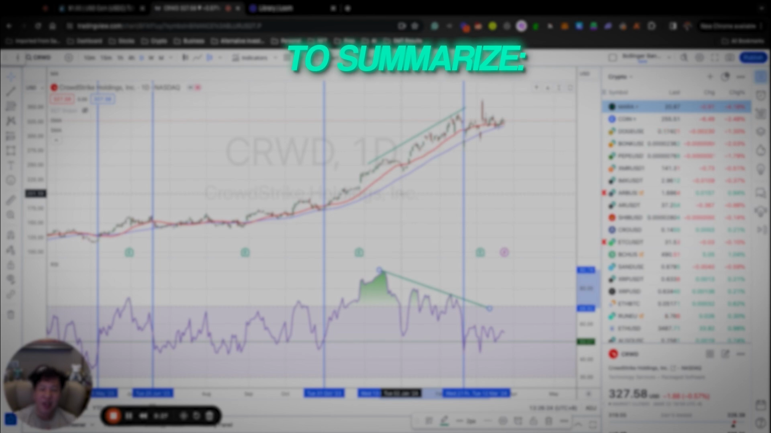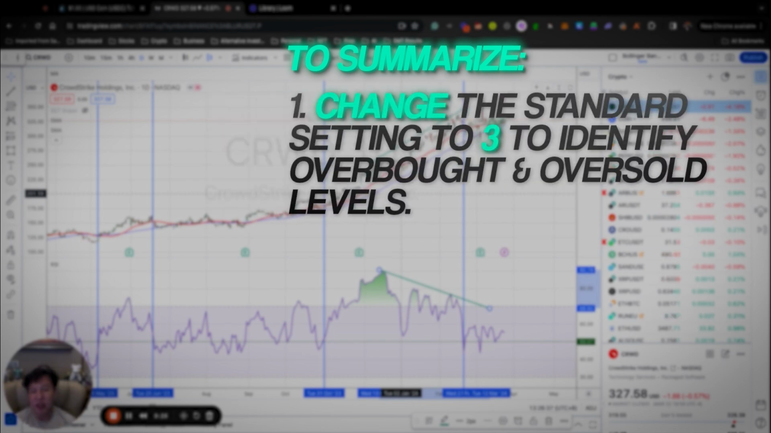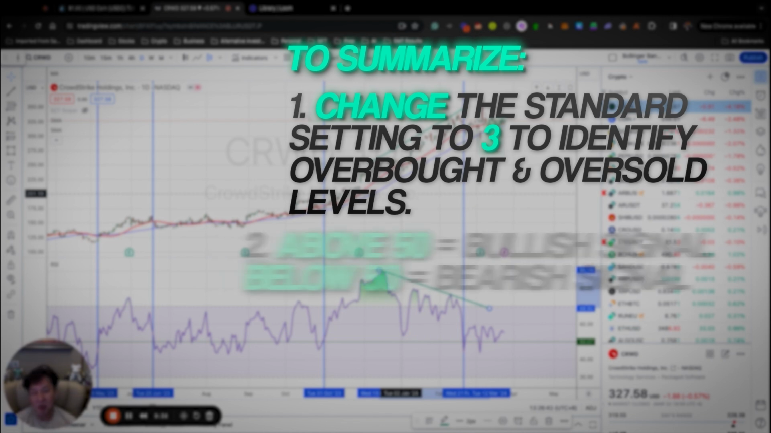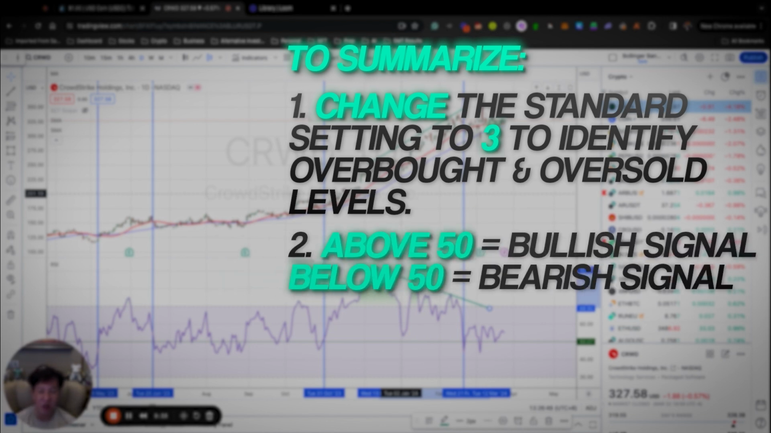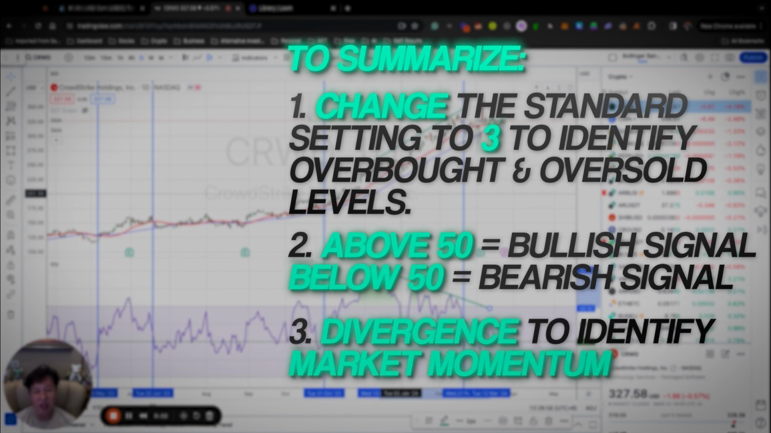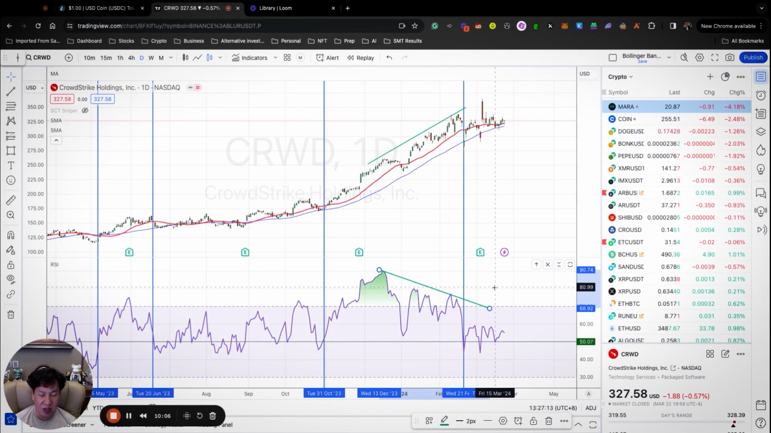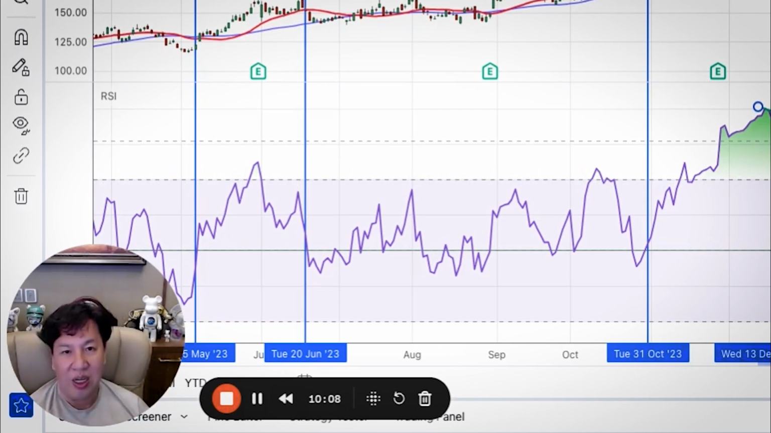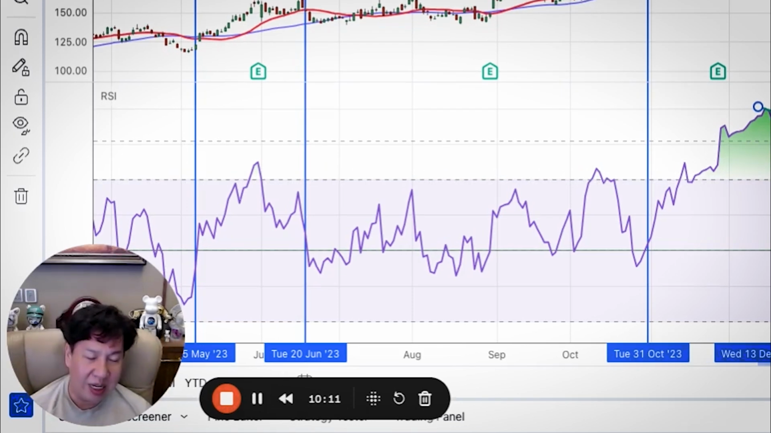Okay, so to summarize again, for overbought, oversold, I will usually not use the standard setting 14. I will change the setting to maybe 3 to help me look for dips. Number 2 is if I want to use the standard setting 14, I will use above 50 as a bullish signal, below 50 as a bearish signal, to use it as a trend following indicator. Number 3, if I want to use it for divergence, I can compare the price versus the indicator. If it's showing a divergence, that means the price is going higher and the indicator is going lower. That may tell me that the market or the stock is losing its momentum at the moment. So I use this to help me have more insight using an oscillator such as RSI.